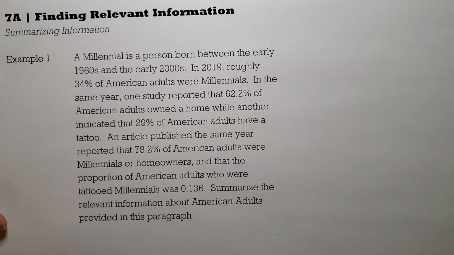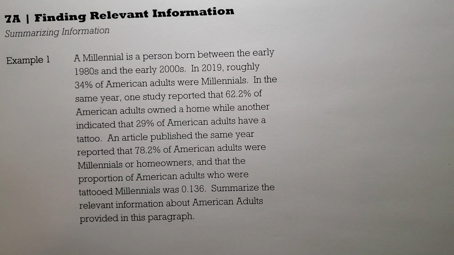So it says a millennial is a person born between the early 80s and the early 2000s. In 2019, roughly 34% of American adults were millennials. In the same year, one study reported that 62.2% of American adults owned a home, while another indicated that 29% of American adults have a tattoo. An article published the same year reported that 78.2% of American adults were millennials or homeowners, and that the proportion of American adults who were tattooed millennials was 0.136. Summarize this information.